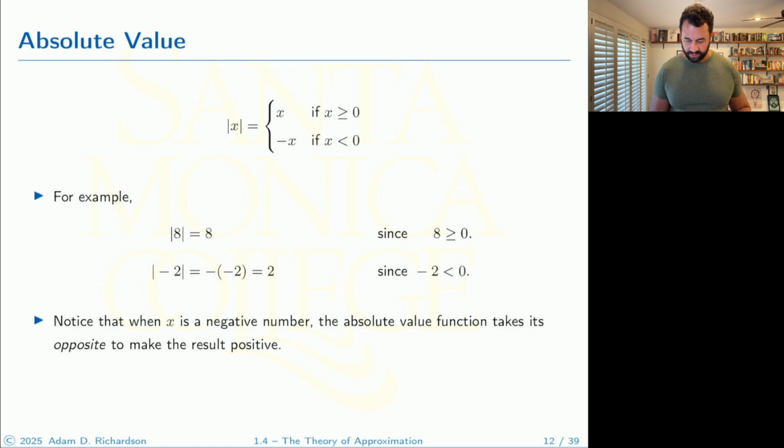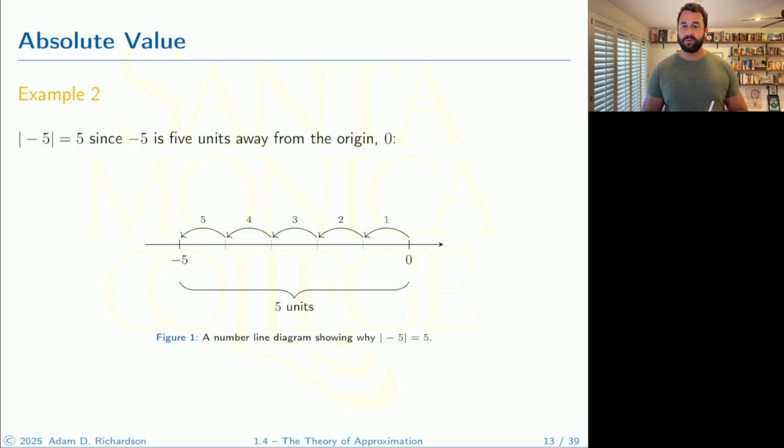I know a lot of teachers will skip this intermediate step, but that intermediate step is the most important part. It's literally the thing that shows you what the absolute value function is doing. It takes the opposite of negative numbers to make them positive, and it just spits positive numbers back out. No need to change them. All right. Okay. Now let's make some more sense of this.